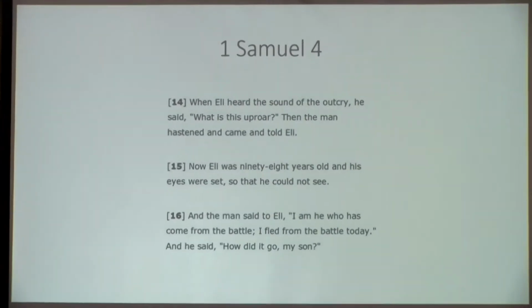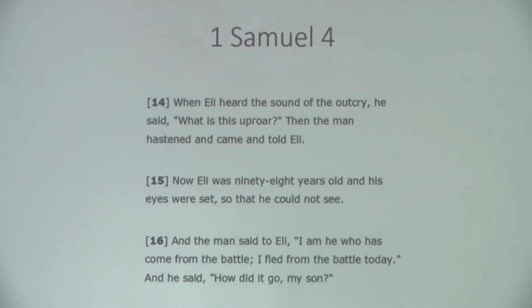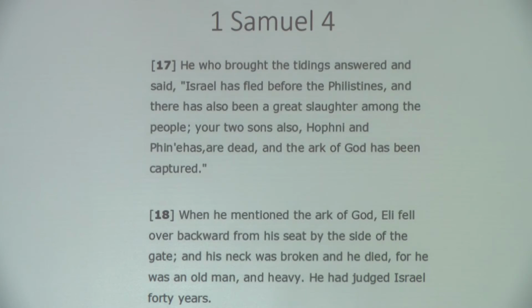However, when the ark had been taken, and the army had been defeated, we find out the news has to come back to Shiloh. When Eli heard the sound of the outcry, he said, "What is this uproar?" Then the man hastened and came to Eli. Now Eli was 98 years old, and his eyes were set so that he could not see. And the man said to Eli, "I am he who has come from the battle. I fled from the battle today." And he said, "How did it go, my son?"